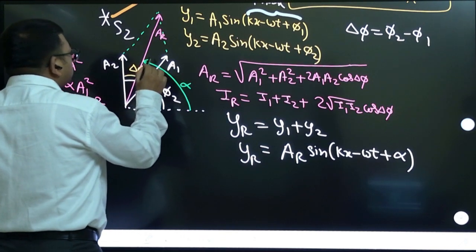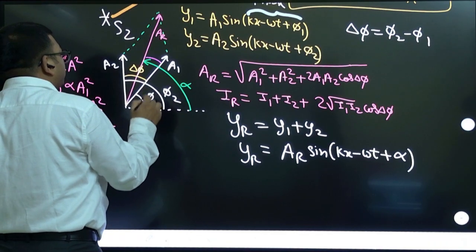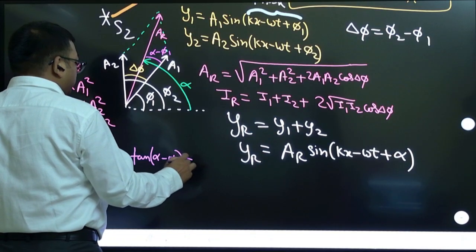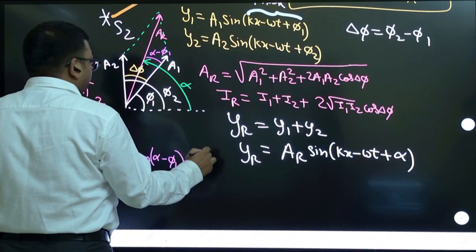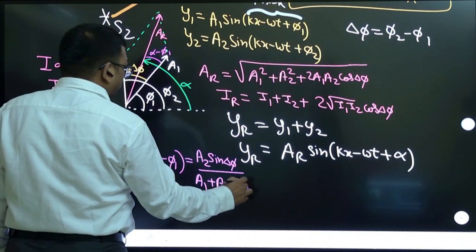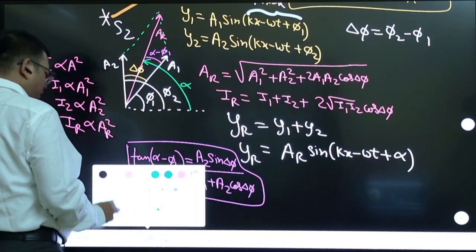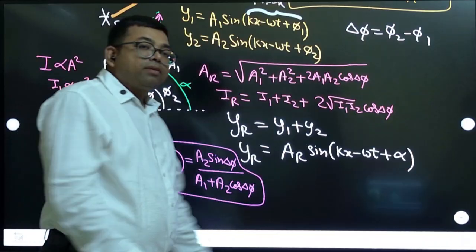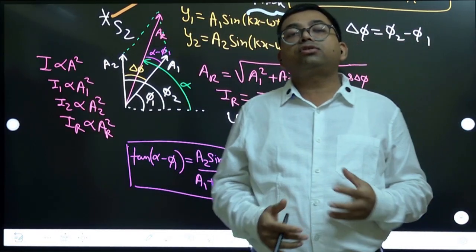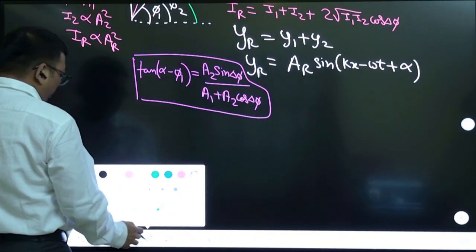The angle between them is alpha minus phi 1. And tan of alpha minus phi 1 is equal to b sin theta by a plus b cos delta phi, where b here means a2 and theta means delta phi. From here we can calculate alpha. But what are we interested in? We are interested in finding the maximum intensity. What is the condition for maximum intensity? Let us go into that.